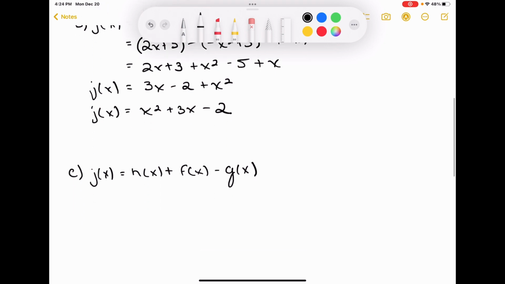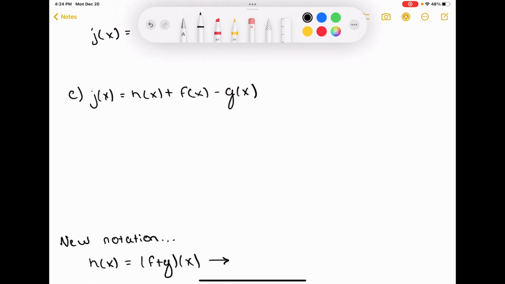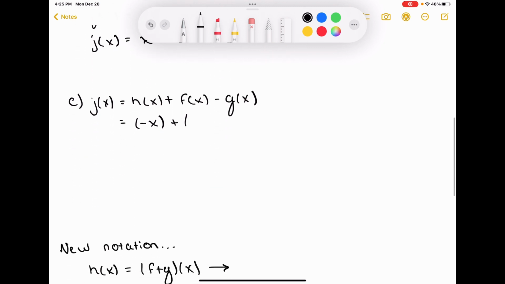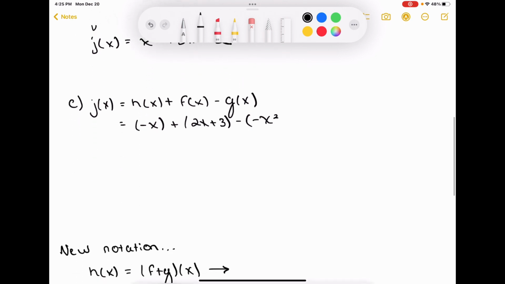Now, finally, let's do another example here where we have h of x, which we knew was a negative x, plus f of x was equal to, I believe, 2x plus 3. Yeah, 2x plus 3. And then finally, on the end, we subtracted away the negative x squared, and attached to that was plus 5.